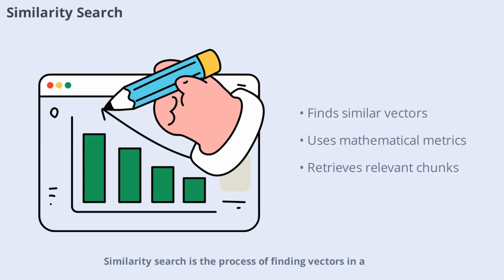Similarity search is the process of finding vectors in a database that are most similar to a given query vector. This is typically done using mathematical operations like dot product or cosine similarity. In RAG systems, similarity search ensures that the most relevant chunks of information are retrieved and passed to the language model for response generation.